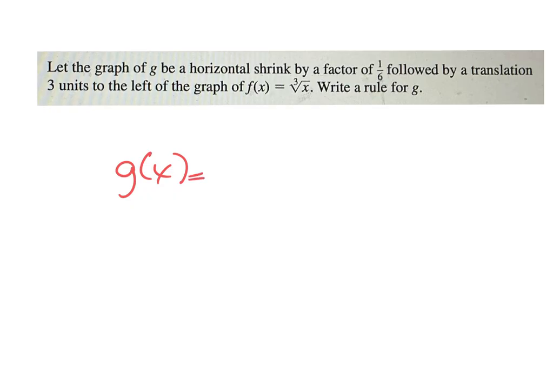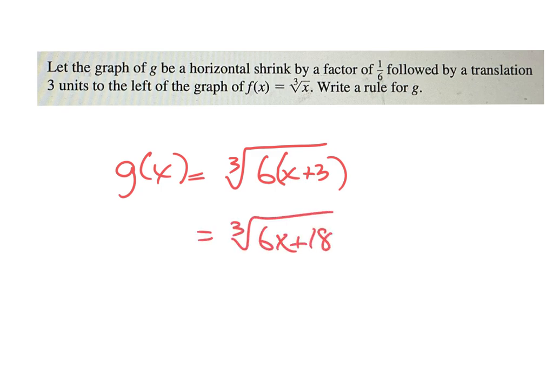a horizontal shrink by 1/6, so I'm going to do cube root. Horizontal shrink by 1/6 is putting a 6 inside, and x. And then it says translation to the left 3. Now to the left 3, that means it's going to be a plus 3 with the x. So I'm going to write it like this: 6 and x plus 3. That's good enough, but it's also not bad if you want to multiply that out and put your answer looking like that right there.